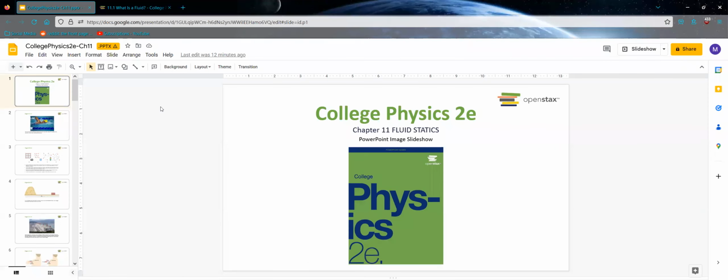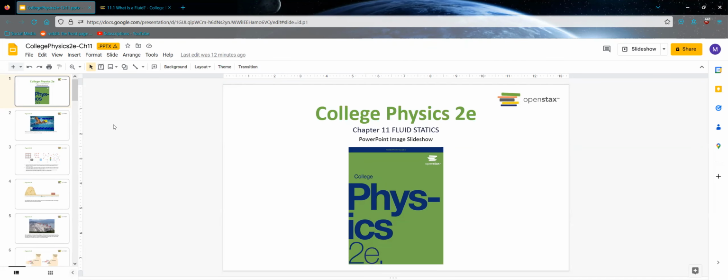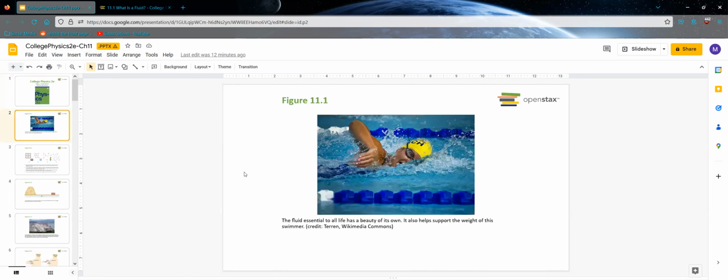A fair amount of this chapter is also, I would say, not mathematical, right? Conceptual conversations. And again, I'll be going over those more in brief. Feel free to read the text. The text is pretty good for free at explaining these concepts. With that all being said, let's start with Chapter 11, Fluid Statics.